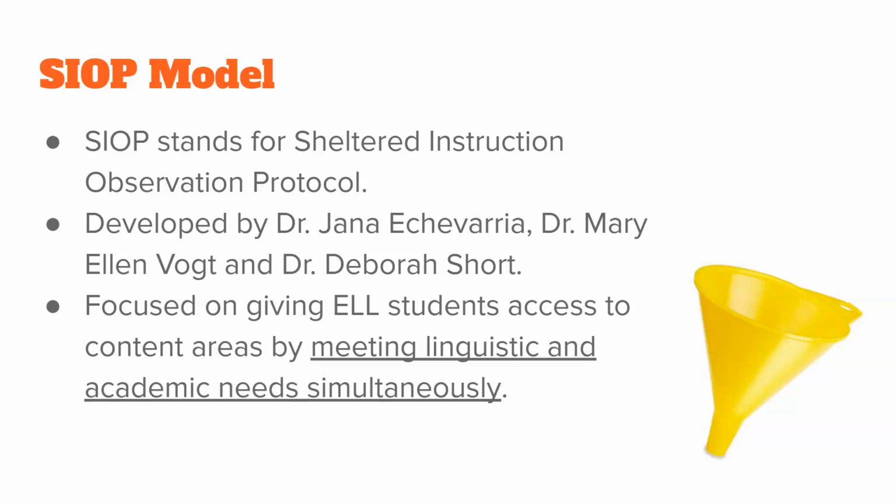So the SIOP model is focused on giving English language learners access to content area, so reading skills, math, science, social studies, writing skills, at the same time meeting their language skills. So think of it like this funnel. At the same time, they're learning language and they're also meeting their academic needs. So they're not in a place where we're just going to first teach them language and then worry about their academic needs.